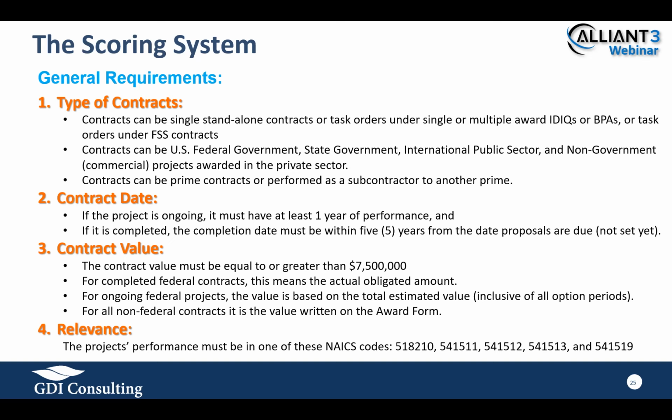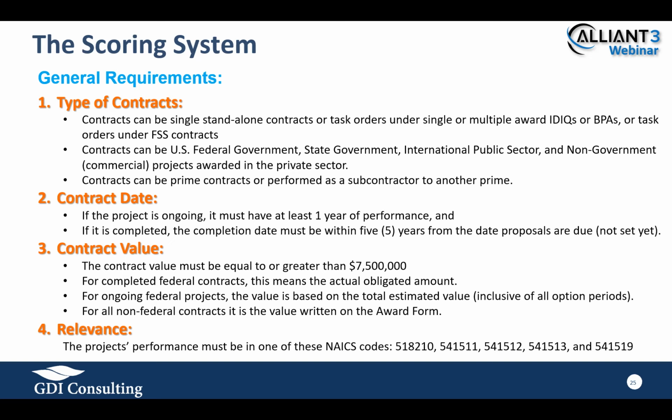As far as the contract date is concerned, if the project is ongoing, doesn't matter when it started, but it has to have at least 1 year of performance. For ongoing projects, you need to have at least 1 year of performance. If it's a completed project, however, the finish date must be within the last 5 years from the date the proposals are due. We don't know that yet because the final RFP is not out. But whenever it's out and they say when the due date is, you have to go back 5 years, and the completion date for your contract must be within those 5 years.